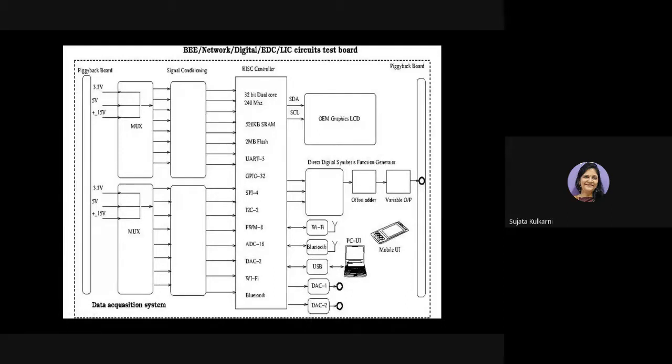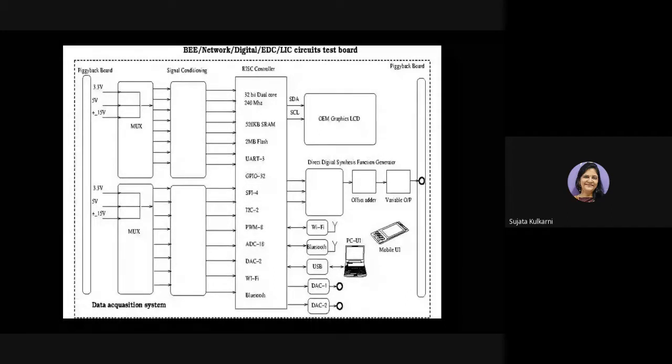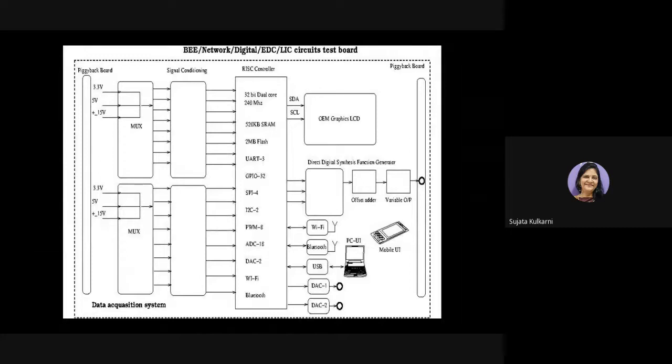No, we already have an 18-channel ADC. So it will suffice our requirement that at least 8 analog channels and 8 digital channels could be interfaced, because otherwise the GPIO is also 32 channels. But it's okay, we can have 16 channels of digital and 8 channels of analog. We can fulfill that with the help of this signal conditioning circuit.